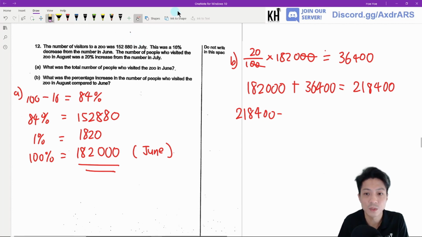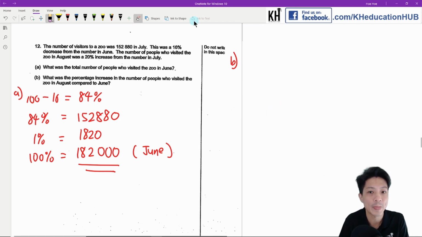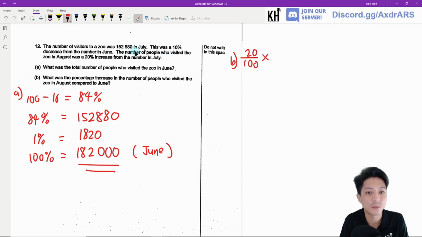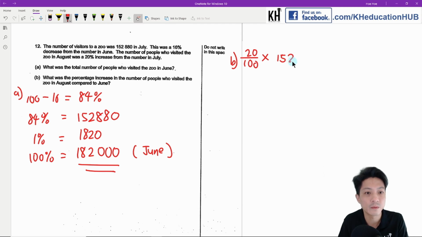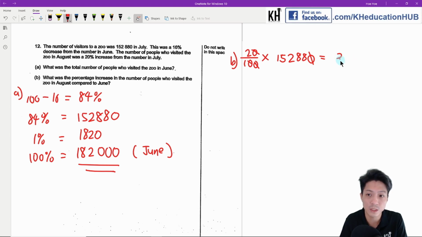Oh, okay. I made a mistake at the very beginning because it's 20% of July and I was finding 20% of June. Okay, so the number of people who visited the zoo in August was a 20% increase from the number in July. So in July, it is 152,880. Okay, so I'm gonna use 15288 times 2, so there's an increase of 30,576.